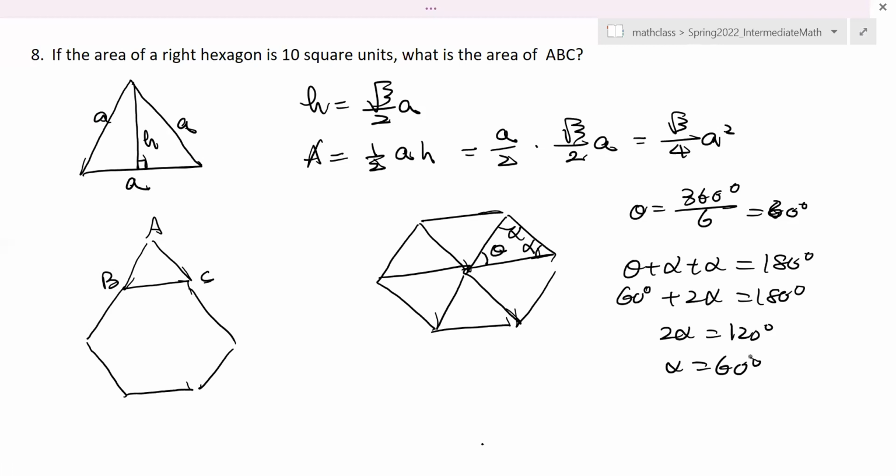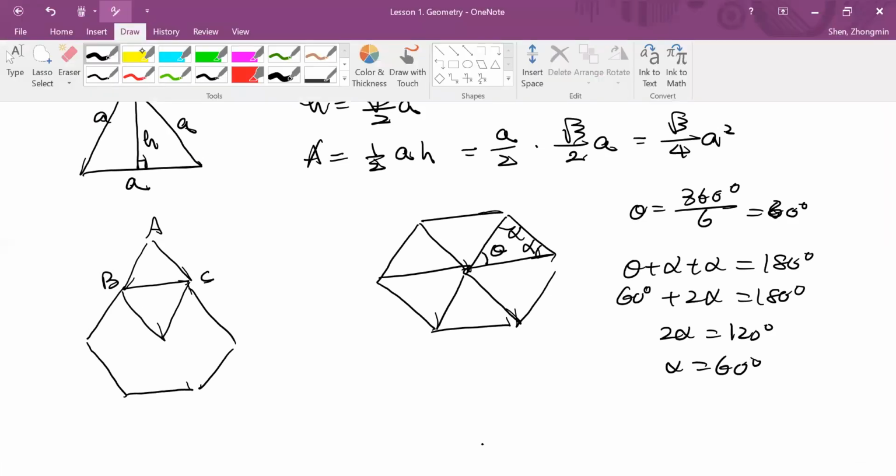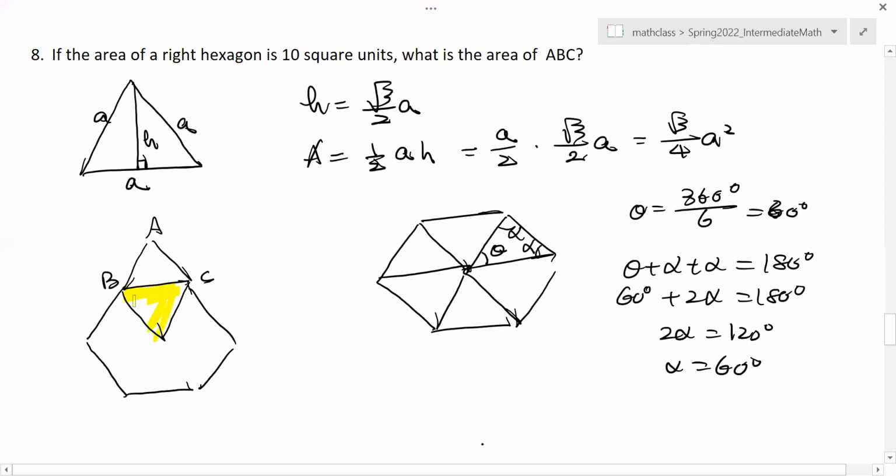And that equilateral triangle consists of the equilateral triangle here. Okay, so this is an equilateral triangle, right? And these two triangles are actually the same. You see, when you extend the two edges of the regular hexagon, this is also 60 degrees. That's a 60 degree angle.